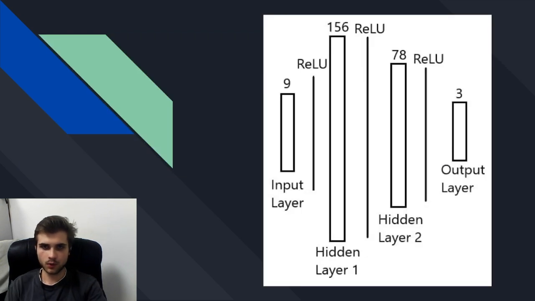Now I want to tell more about our neural network. On this image you can see our neural network topology. It has an input size of 9, because our state has 9 elements. Also it has 2 hidden layers, one with 156 neurons and the other with 78 neurons.